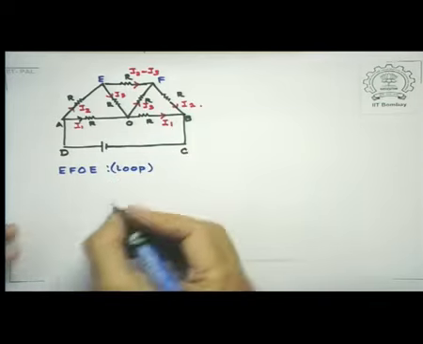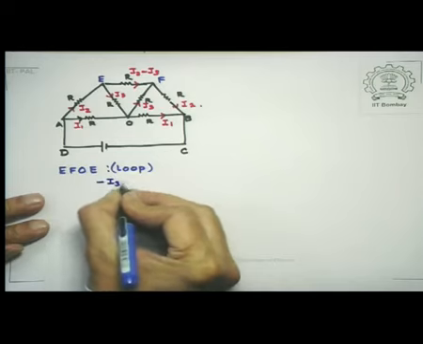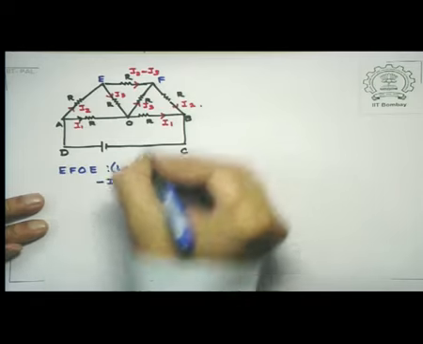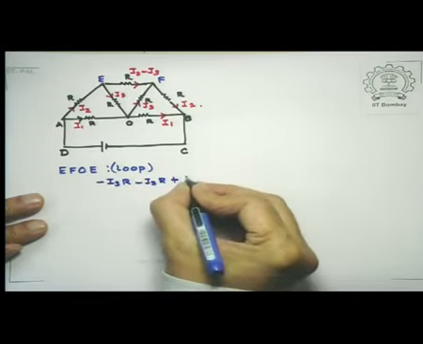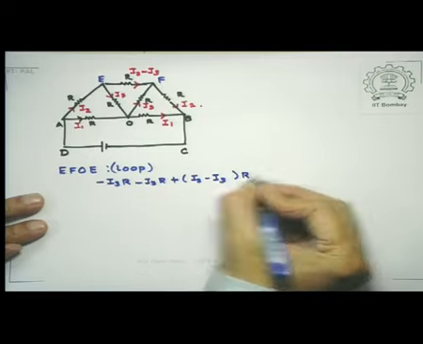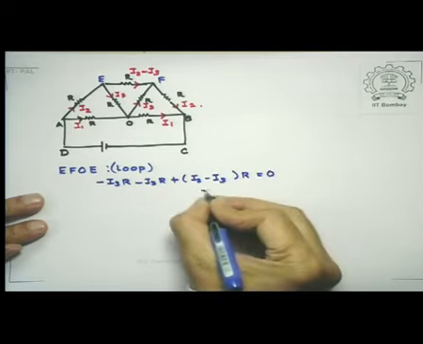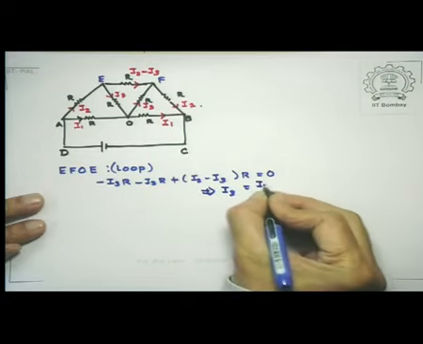So what do I have? I have I3R minus I3R, another minus I3R, plus (I2 minus I3) into R equal to 0. You simplify this, that gives you I3 equal to I2 by 3.